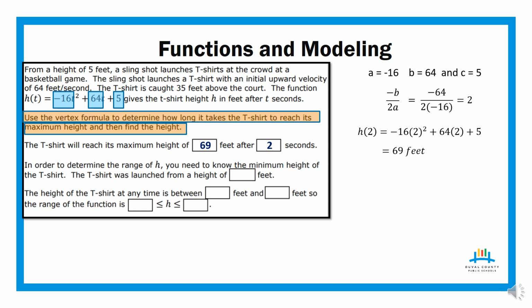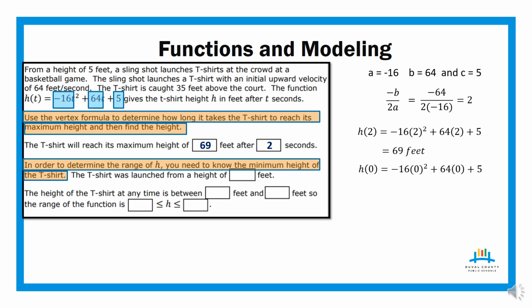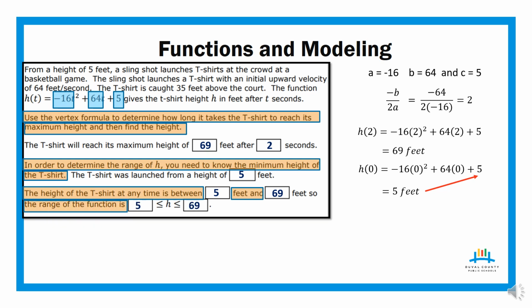The problem now wants us to find the range, which means that we need to find the minimum height. The minimum height is at x equals 0. So we will need to substitute a 0 in for the time, which will be the start of the launch, or our y-intercept, to get our minimum height. We can find the y-intercept also by looking at the constant c in our equation. So, the height of the t-shirt at any time is between 5 and 69 feet. The range of the function will be between 5 and 69. So 5 is less than or equal to the height is less than or equal to 69.